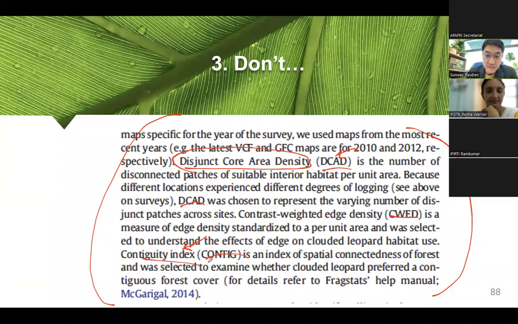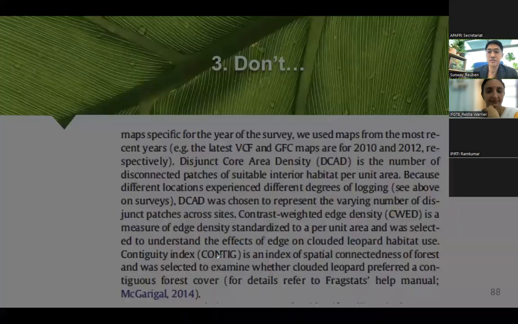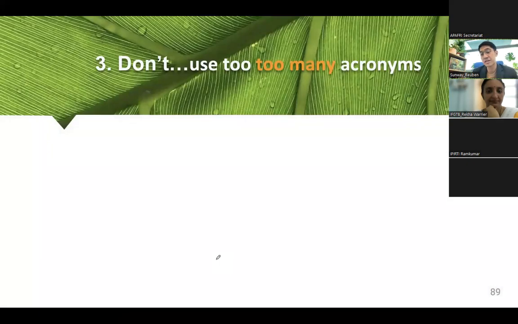You don't have to always give a variable all the time. So acronyms kind of make things complicated when it comes to reading, so try to avoid acronyms. Don't use too many acronyms unless you are forced to.